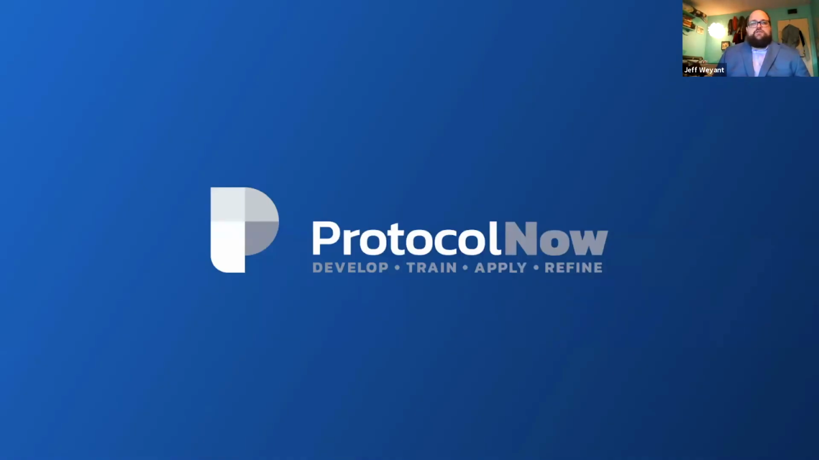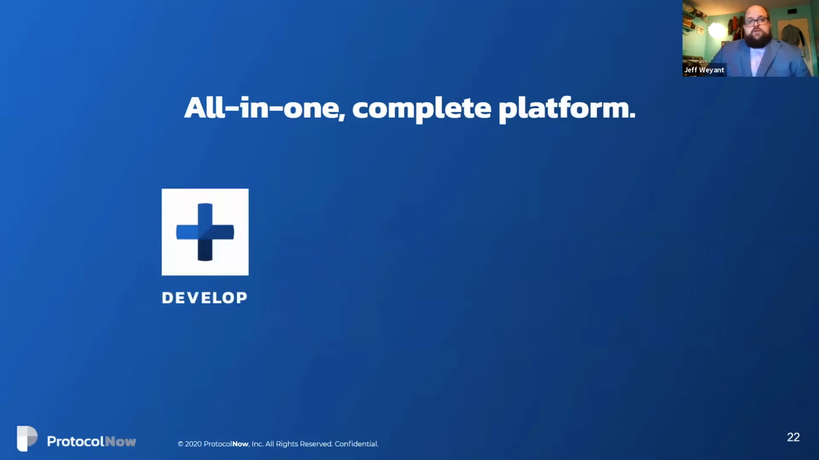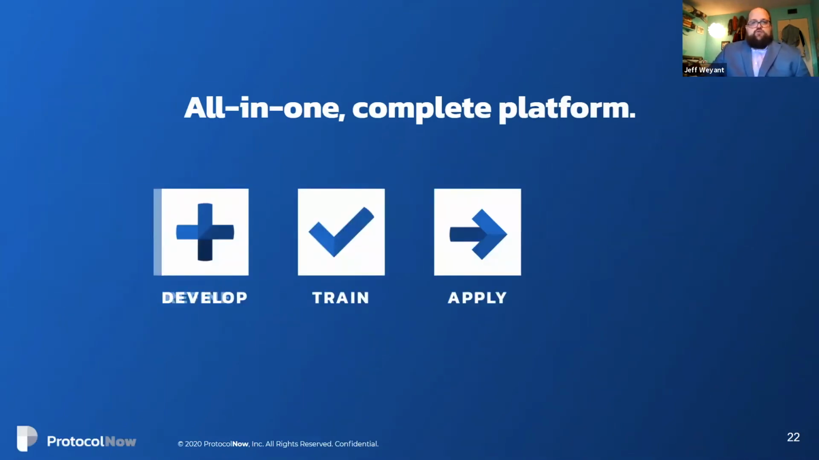So that for us is the 5 C's of protocols. These are the elements that make up a healthy protocol environment. And these are the problems that ProtocolNow is a solution for. And that's what I want to talk about next. So let's talk about how to create a healthy protocol environment.